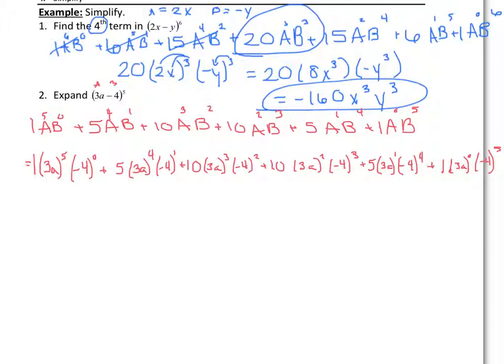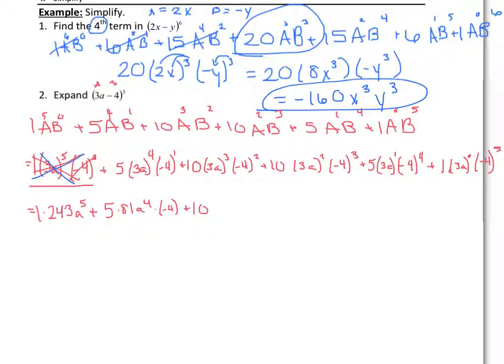So now I want to simplify each part, each term here. So 1 times 3 to the 5th, so 243 a to the 5th, and anything raised to the 0 power is 1, so I'm not even going to bother writing it. So that term's gone. If you want to cross them out as you go to make sure you're not losing track of terms, that'd be a good idea. So plus 5 times 3 to the 4th is 81. A to the 4th is a to the 4th. And then negative 4 to the 1st is still going to be times negative 4. I'm going to write it in parentheses because it's a negative.